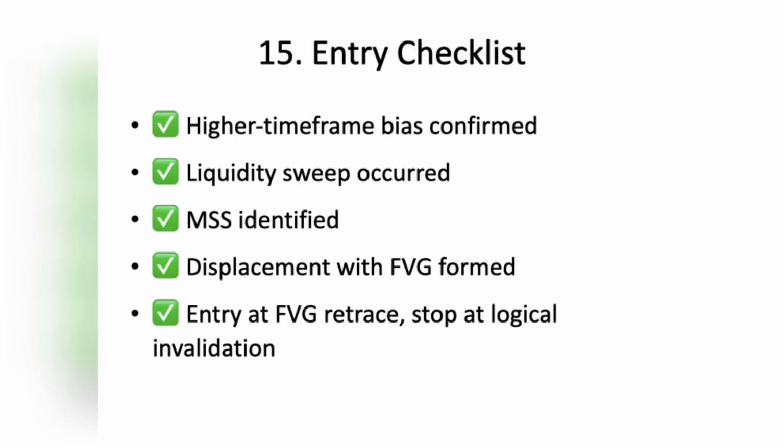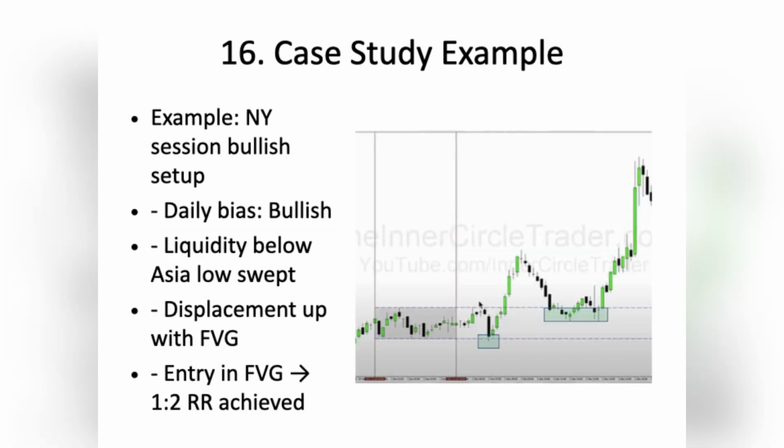So, here is your pre-trade checklist. Don't enter unless you can tick these boxes: higher timeframe bias confirmed, liquidity sweep occurred, market structure shift identified, displacement with an FVG formed, entry taken at the FVG retrace with a logical stop. For even more precision, add confluence: are you in a discount zone? Is it during a key session time?